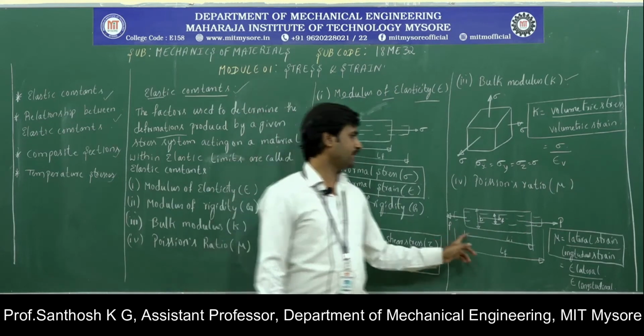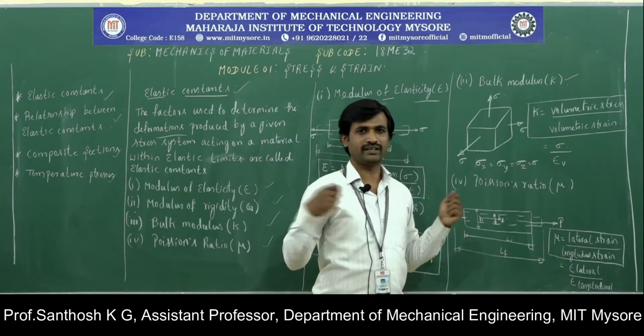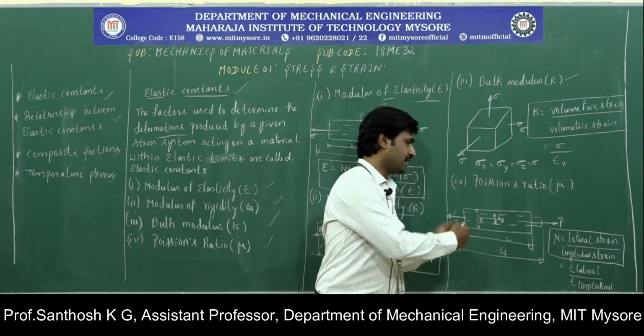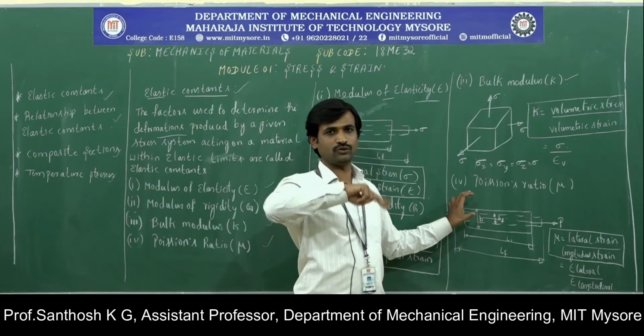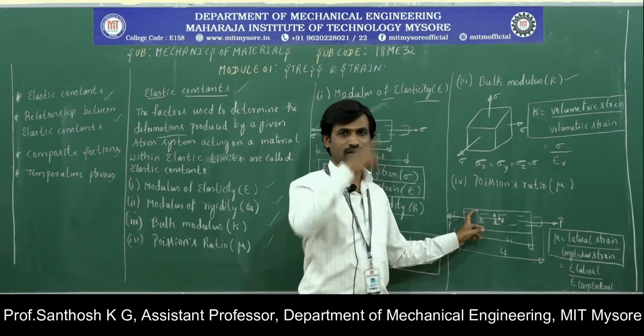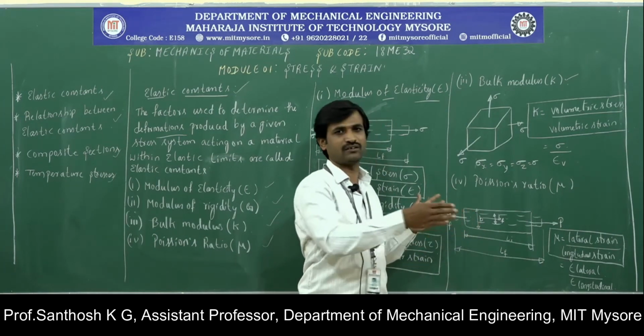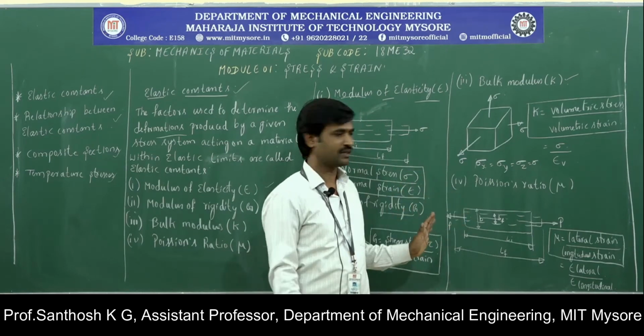Now let us discuss the last elastic constant, which is Poisson's ratio, denoted by the term mu. When a body is subjected to a tensile load, we know that the length of the member is going to increase, whereas the dimension in the other 2 directions, that is the dimension along y and the dimension along z, are going to decrease.